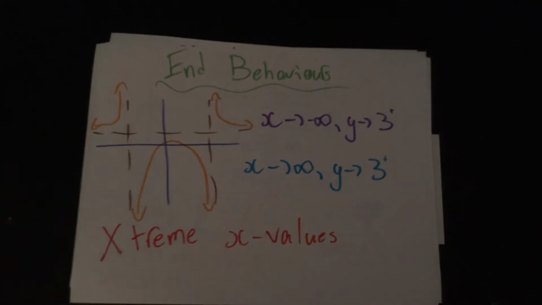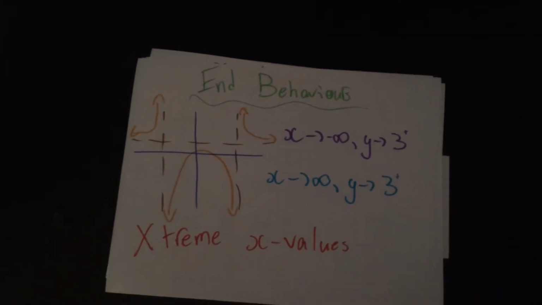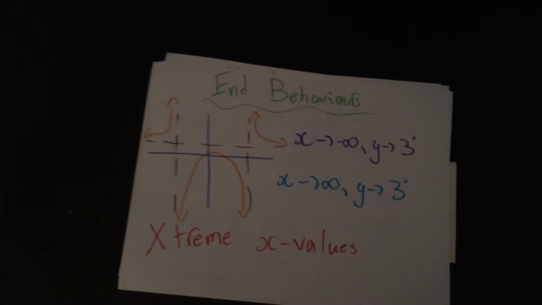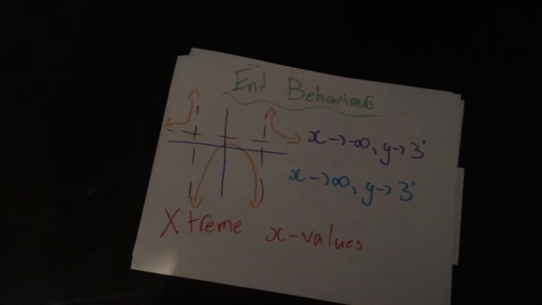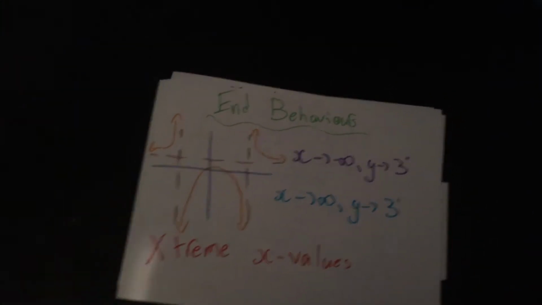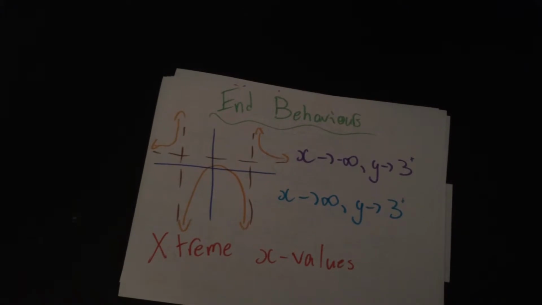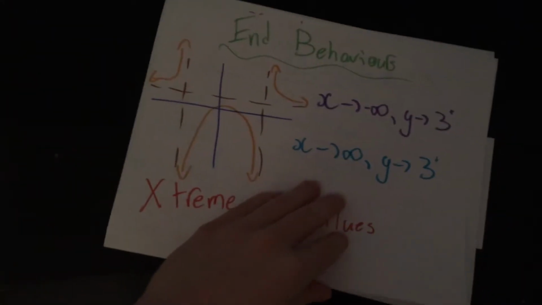The end behaviors for this function are as x approaches −∞, y approaches 3, and as x approaches infinity, y approaches 3, both from the positive end. This is because end behaviors only consider the extreme values of x, so the upside down parabola between the asymptotes is not considered.